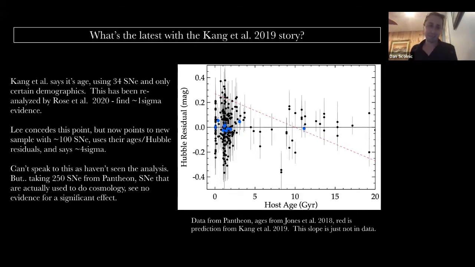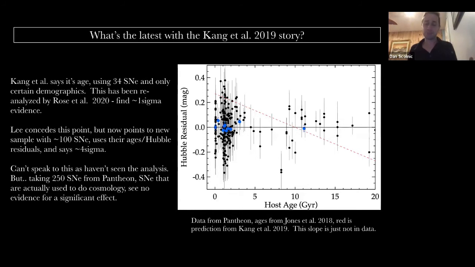So I can't speak to this as I haven't seen the analysis. My thinking is that this will be reanalyzed, and I'm not so sure how it'll hold up. But I can say this was a plot that was put into the Rose et al. paper. We took 250 supernovae, so this is 2.5 times this new paper that is being talked about.